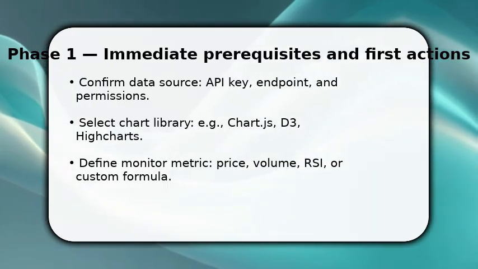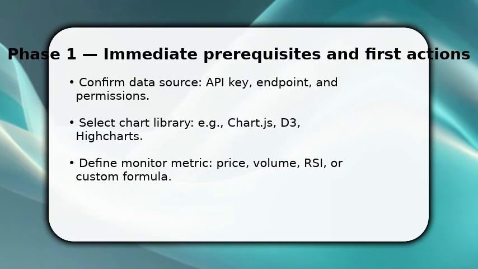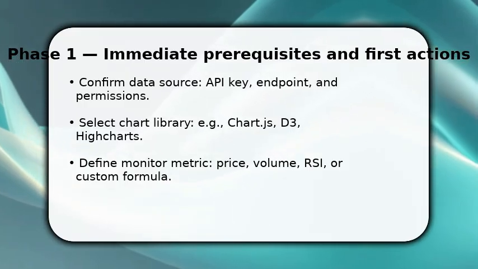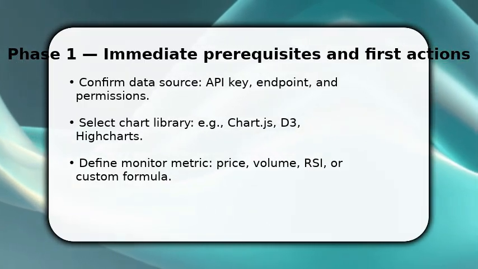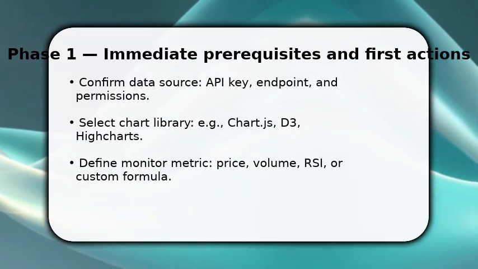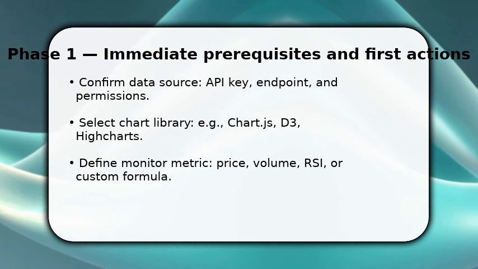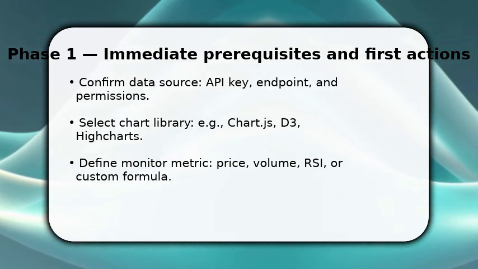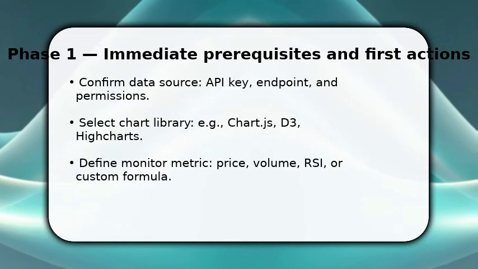Then, define the monitor metric clearly, for example, price change percent, volume spike, or RSI threshold, because that decision drives polling frequency and visual cues. Once done, initialize a minimal chart instance and connect the data stream so you can see live values immediately.